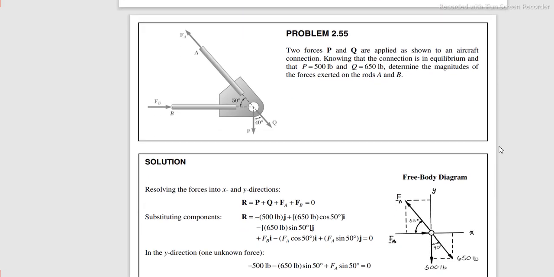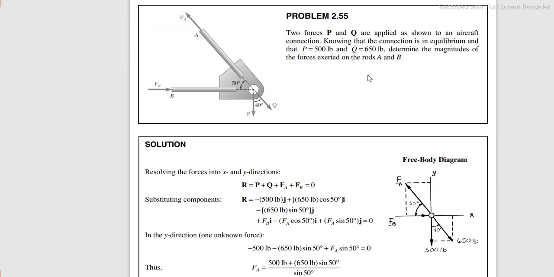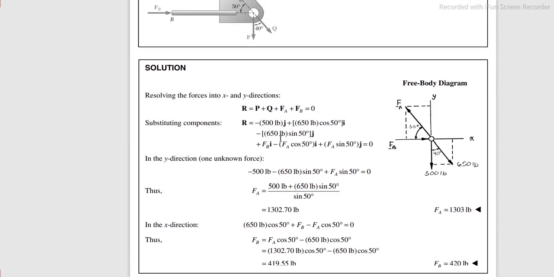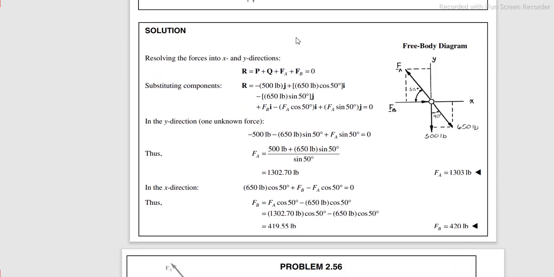Next problem 2.55. Two forces P and Q are applied as shown to an aircraft connection. Knowing that the connection is in equilibrium and that P equals 500 lb and Q equals 650 lb. That is P and that is Q. Determine the magnitude of the forces exerted on rods A and B. A rod and B rod. This is the free body diagram and that is the solution.